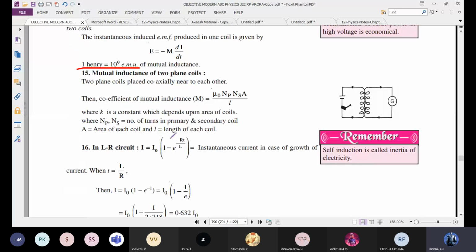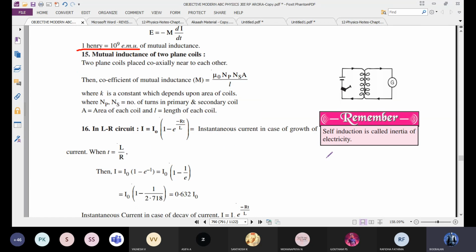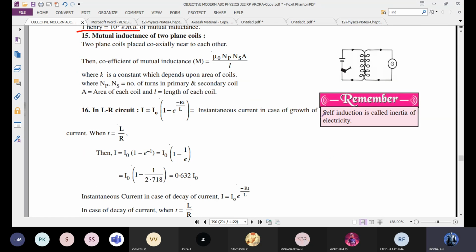M equals mu naught Np Ns A divided by l. P means primary, Np is the number of turns in the primary, Ns the number of turns in the secondary. A is the area of the coil, l is the length of the coil. Self-induction is called the inertia of electricity.